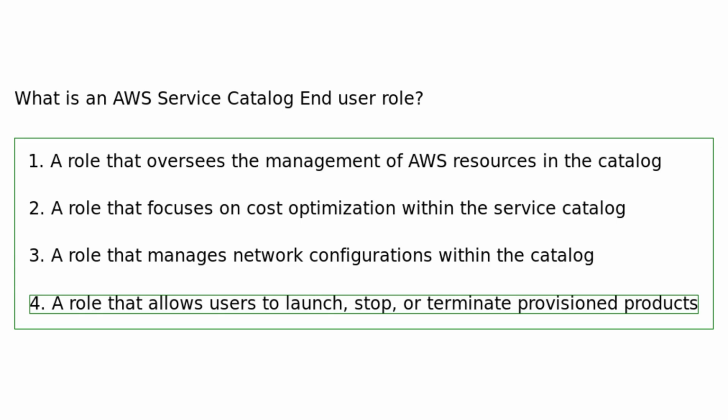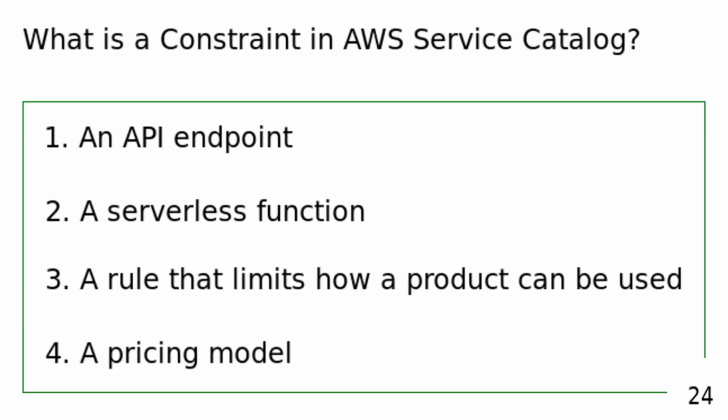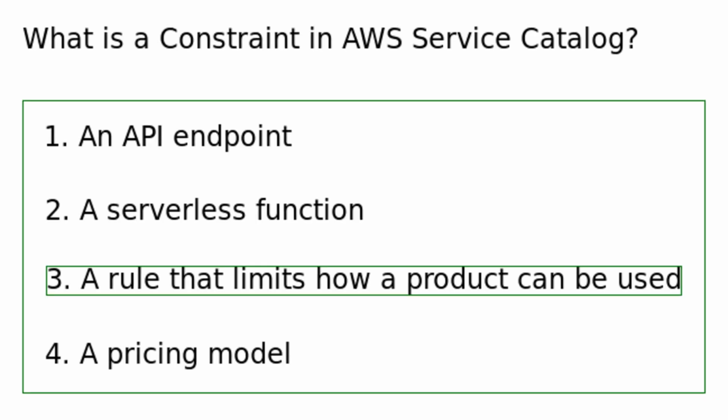What is a constraint in AWS Service Catalog? An API endpoint. A serverless function. A rule that limits how a product can be used. A pricing model. A constraint in AWS Service Catalog is a rule that limits how a product can be used, ensuring compliance with organizational policies and regulatory requirements.